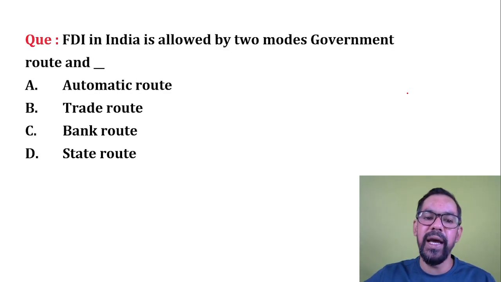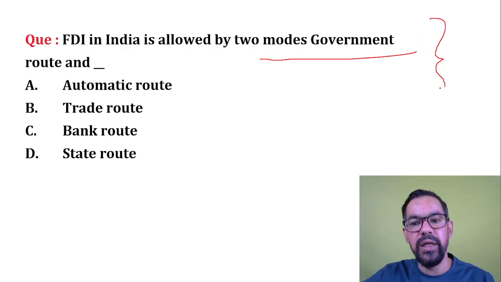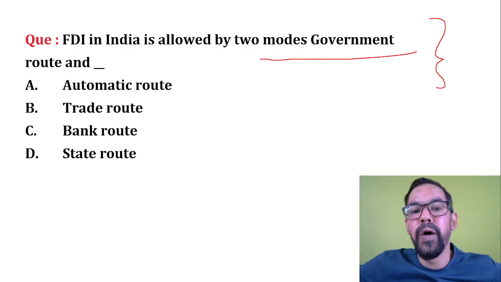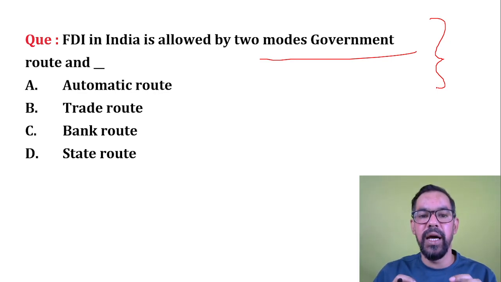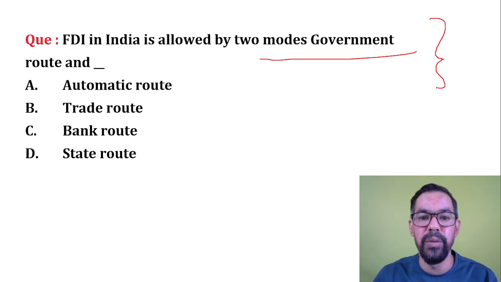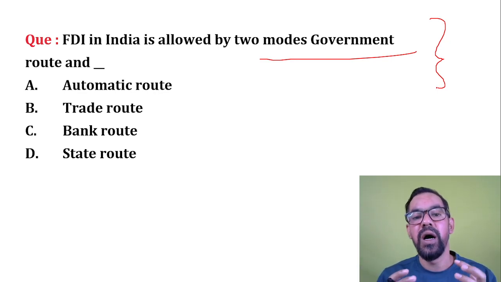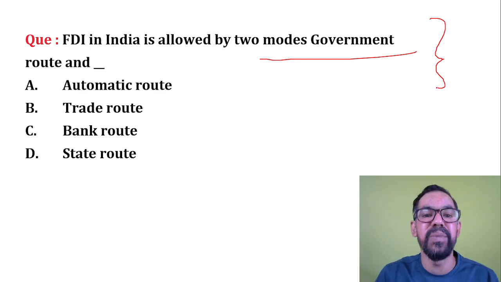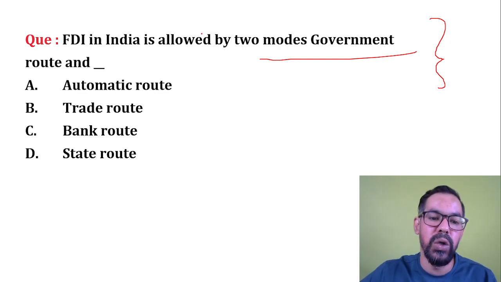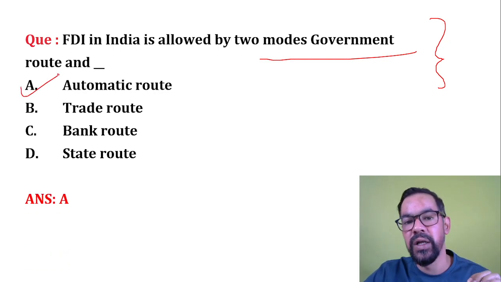Next one: FDI in India is allowed by two modes. One is the government route and another one is. The modes of FDI we already discussed in our video. Foreign direct investment is basically done through two major routes. One is government approval, where we need prior approval of the government of India. But there are some businesses where you do not need the approval of the government of India and RBI, because we already passed that particular bill in our parliament. That route is generally known as automatic route. So option A will be the correct answer for this particular question.